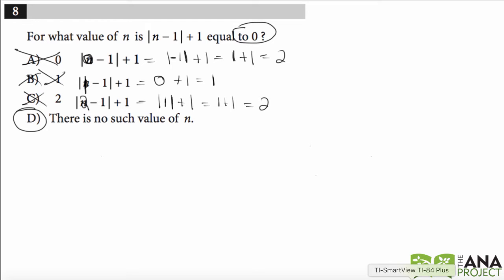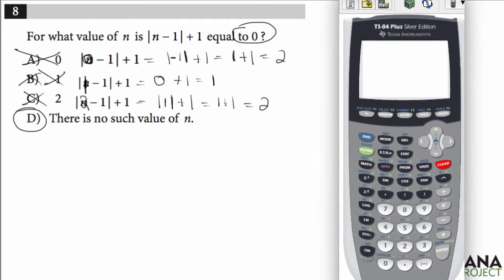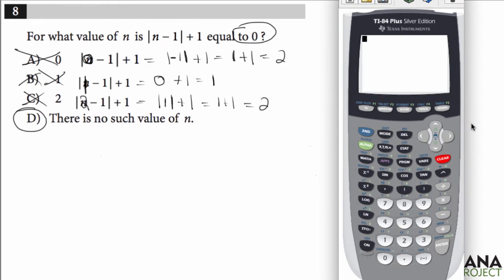We can also do this on our calculators. So if you have a TI scientific calculator, TI-82, 84, 85, whatever, you can do this too. So I'll show you how. Go to Math, scroll over to Num, and ABS is absolute value. So you could try 0 minus 1, move over to get out of the absolute value, plus 1, that equals 2, so that doesn't equal 0.